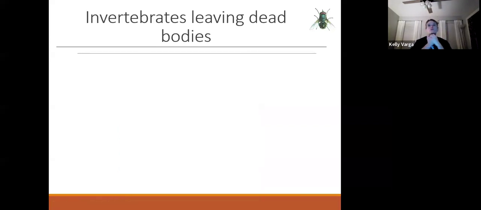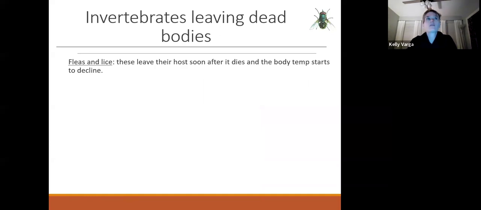Okay, so those are all invertebrates that will be associated with coming to a body, right? As the body is decaying, as the body is going through those stages of decay. But there are invertebrates that will leave dead bodies. And what do I mean by that? I mean those that need the source to be alive, right?